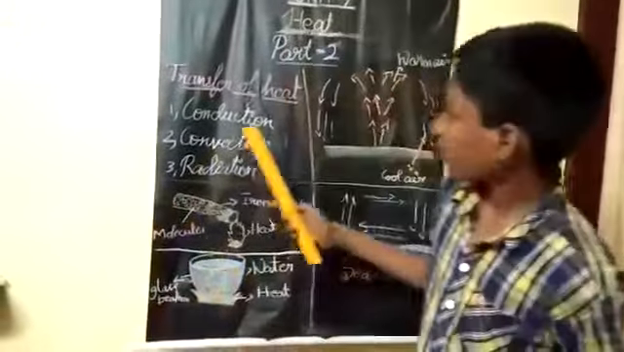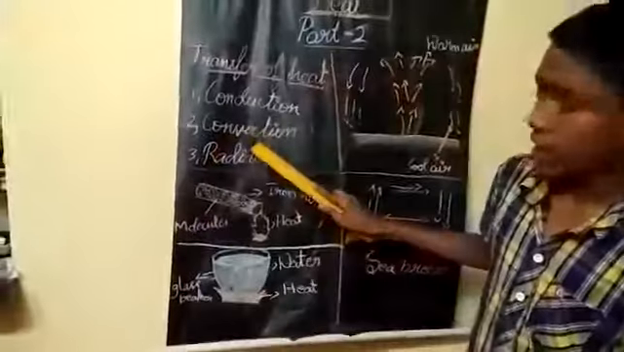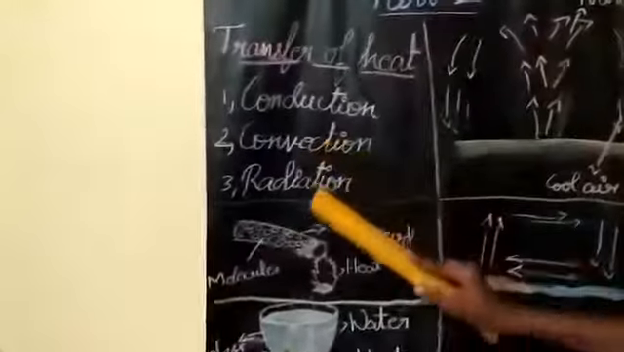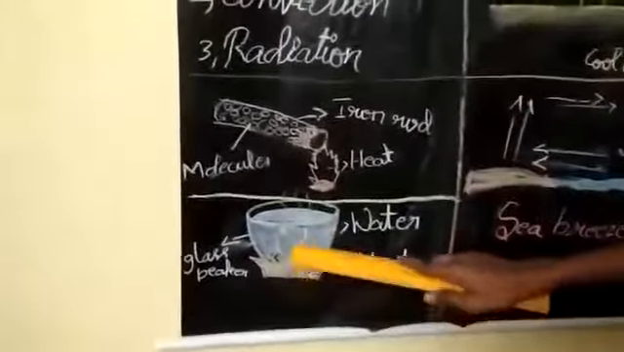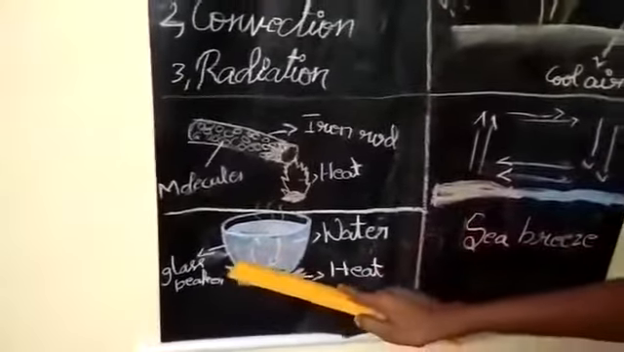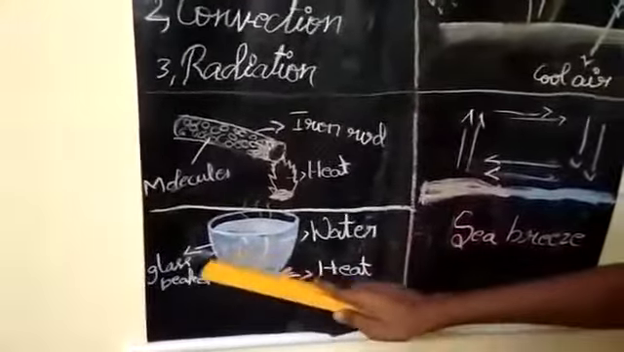Now, the second transfer of heat energy is convection. Convection takes place in liquid. When we boil water, the water molecules at the bottom region receive heat energy and move upward.